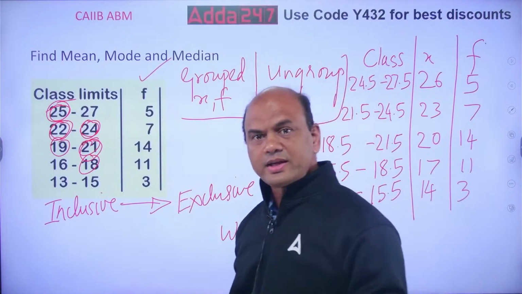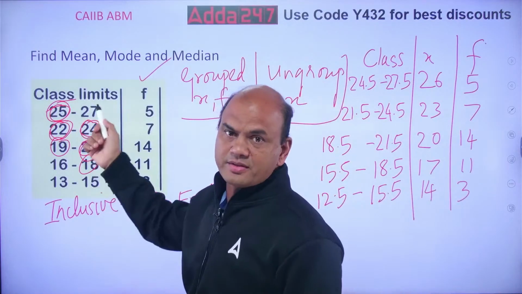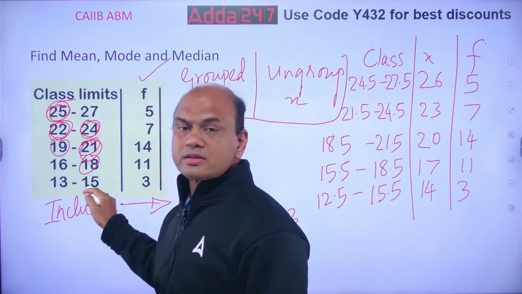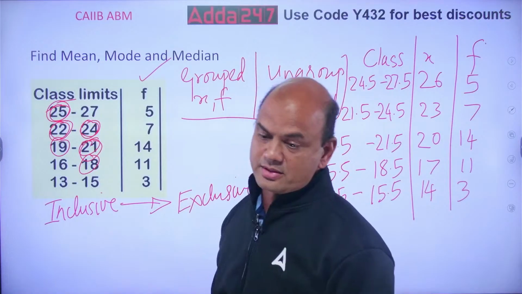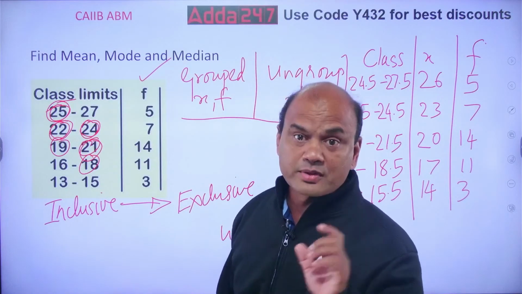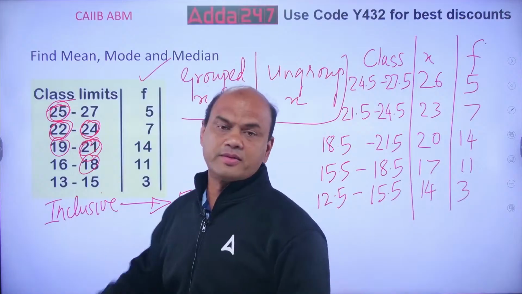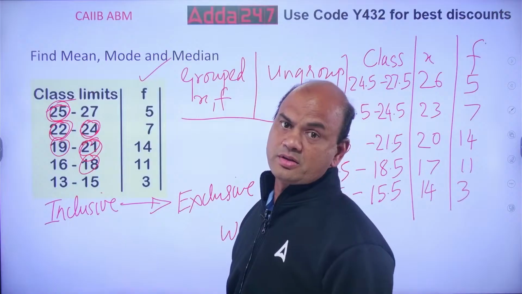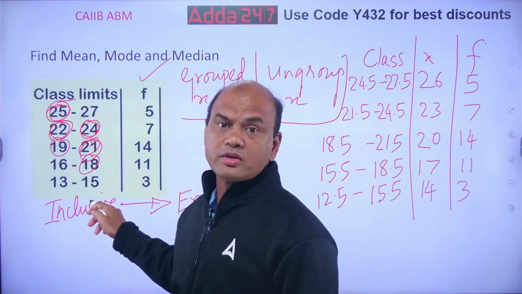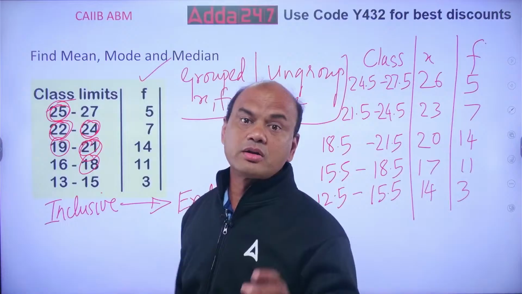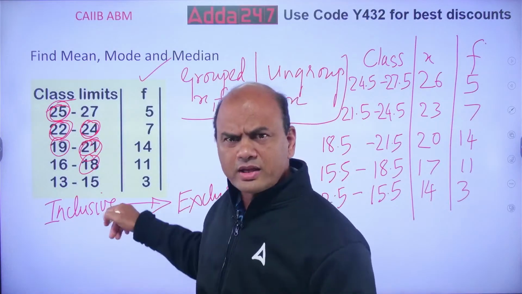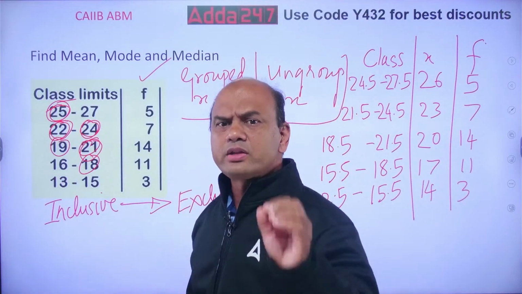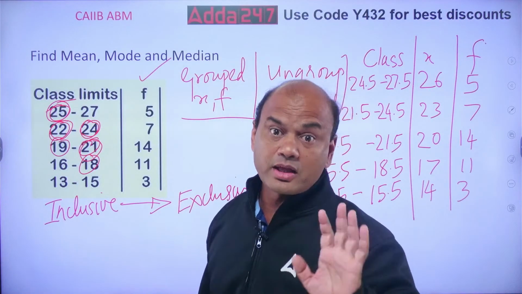Whenever you don't have any X, this is called as class, and this is known as the width. Width 13 to 15. This is known as width of the class. If I ask you what is the width of this class? 15 minus 13, that is 2. Do any one: 18 minus 16, 2. Width will never change. Never ever change.